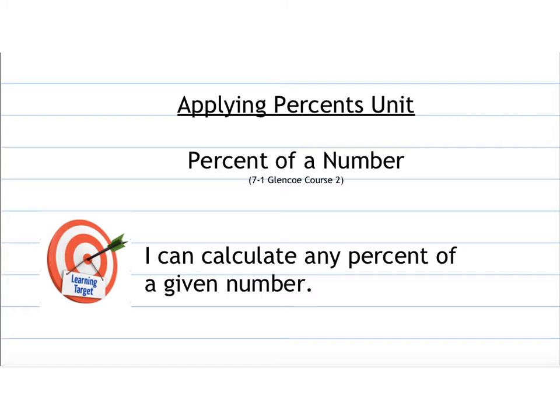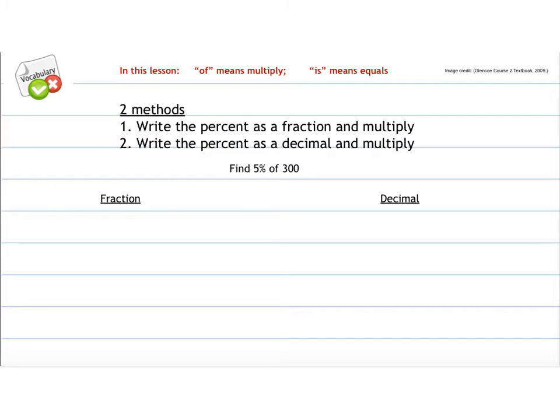Your goal is that you can calculate any percent of a given number. This is very helpful as a consumer to know when you're reading or when you're in the store and it says we're going to get a percent of something, to figure out what that means. And you have some methods to choose from.